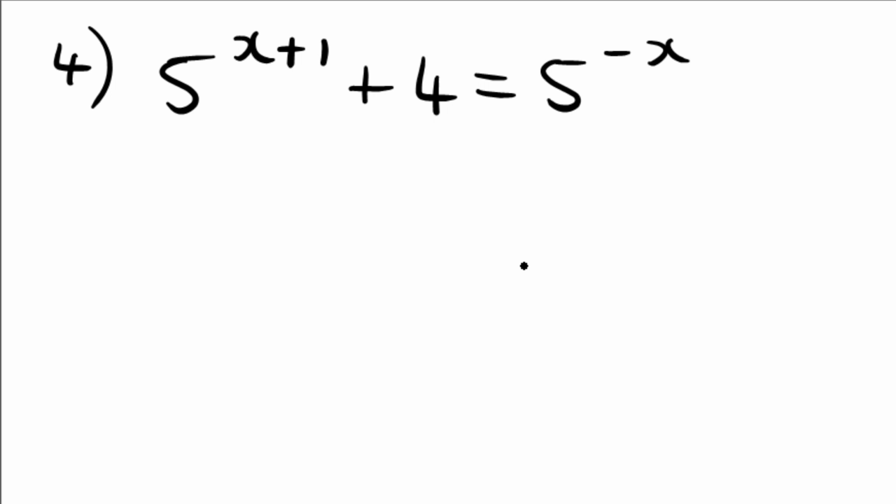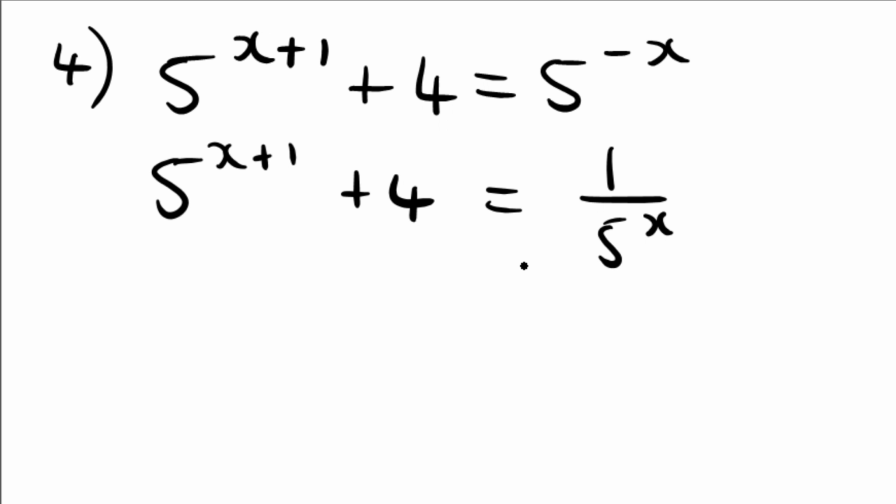Our target is to have 5 to the power of x there and here as well. And then we write 5 to the power of x plus 1 plus 4 equal to 1 over 5 to the power of x. And then we can multiply each and every term by 5 to the power of x to remove this 5 to the power of x from the denominator here. We multiply this one by 5 to the power of x, this one as well.